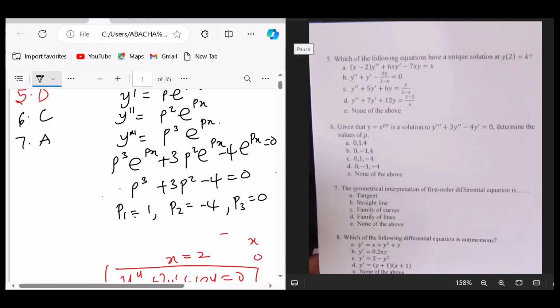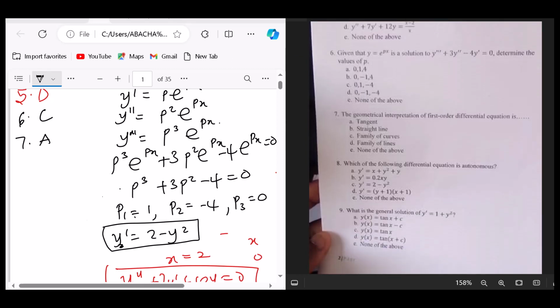Number 8, which of the following differential equations is autonomous? Autonomous means that in the differential equation, the y variable does not depend on x, or in other words, it depends on itself. So looking at all this, the one that is autonomous will just be y prime equals 2 minus y squared, because here we don't have any x. We don't have any x, so it means y depends on itself, so it is autonomous. That's just the basic explanation I can give about autonomous. Now for 8, the answer here is C.